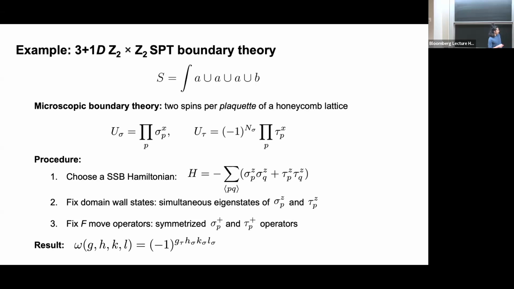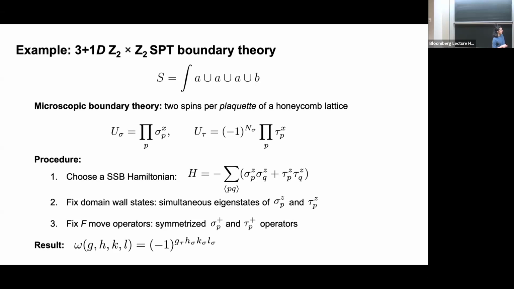So the example that I have in mind is the boundary theory of a particular Z2 times Z2 SPT in 3+1 dimensions. This SPT is characterized by the topological action A cup A, cup A, cup B, where A and B are both Z2 gauge fields. And so I will just claim that a microscopic boundary theory of this SPT has the following form. The Hilbert space is two spin halves per plaquette of a honeycomb lattice, and these spins are called sigma and tau.